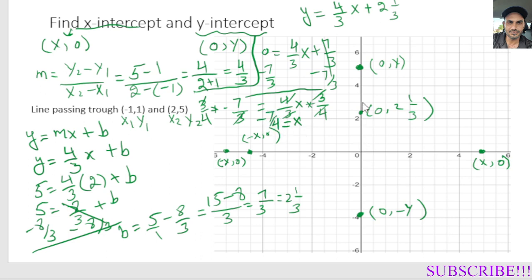which is about negative 1.75. So we're looking around right here. This is negative 1, negative 1.5. You're looking around this right here. So this is your x-intercept, negative 7 over 4, 0. All right, let's go ahead and do the next example.